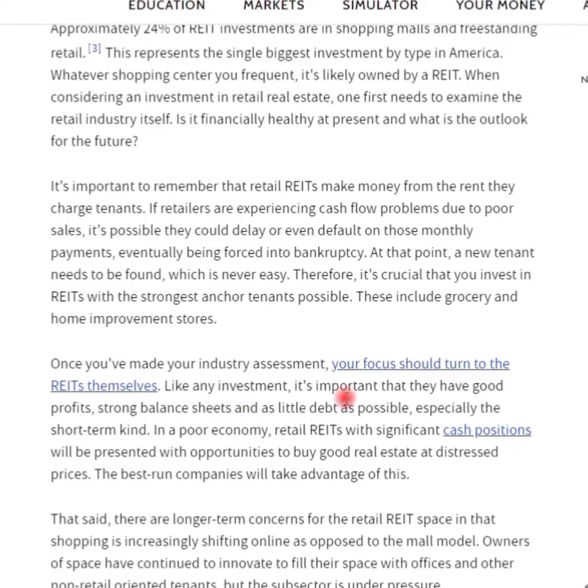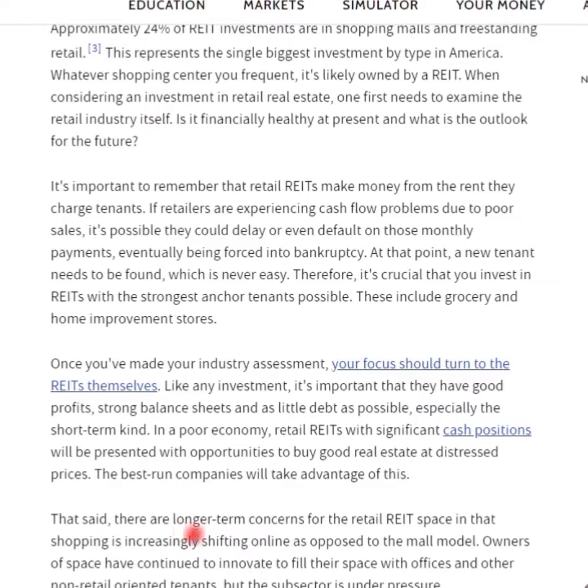Like any investment, it's important that they have good profits, strong balance sheets, and as little debt as possible, especially the short term kind. In a poor economy, retail REITs with significant cash possessions will be presented with opportunities to buy good real estate at distressed prices. The best run companies will take advantage of this.